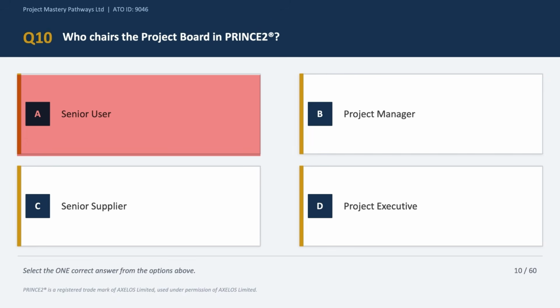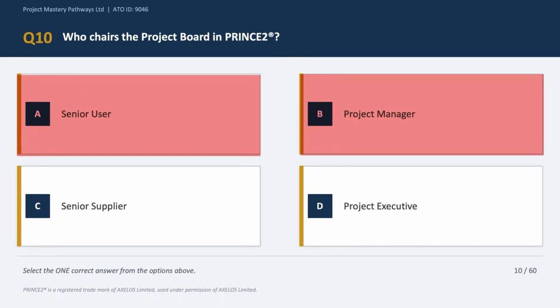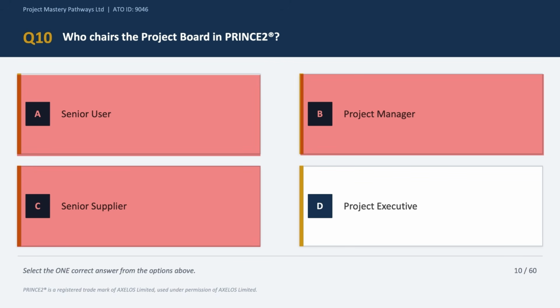Option B says the project manager. Now, if you think about it, the project manager is not even a member of the project board, right? The project manager attends board meetings, but does not chair them. So option B is incorrect. Option C says the senior supplier. Now, similar to the senior user, the senior supplier sits on the board, but does not chair it, right? So option C is incorrect as well.